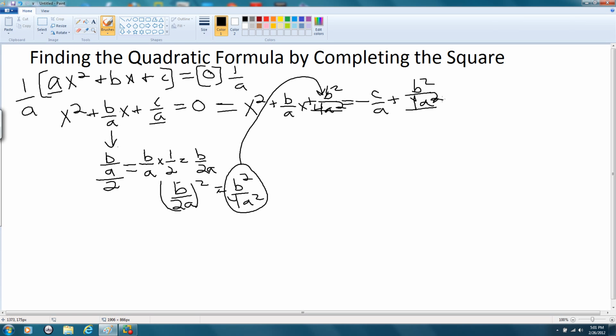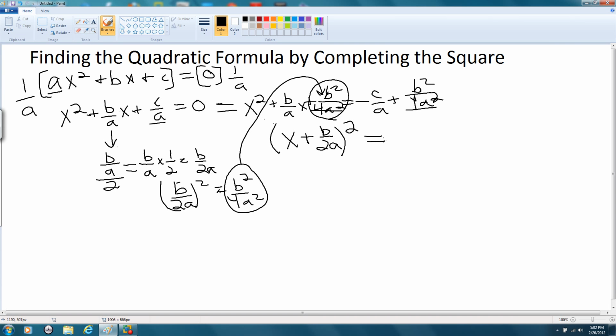But this side here is going to become x plus b over 2a, squared, because it's the square root of this term here, if you recall. So it's back to our special polynomials, and it becomes that. And then we have all of this over here.